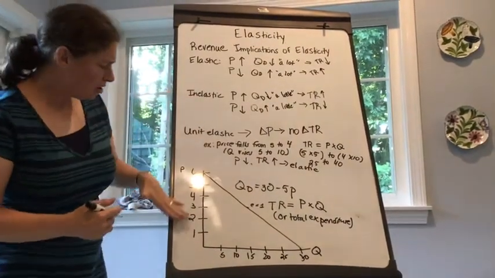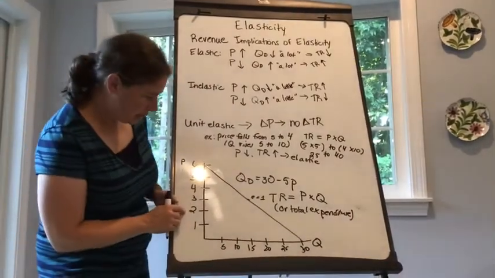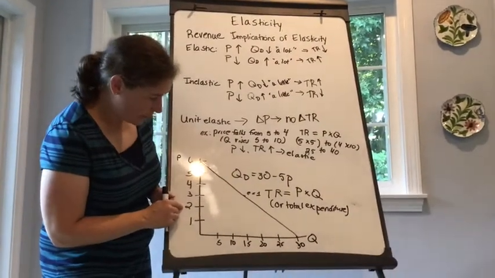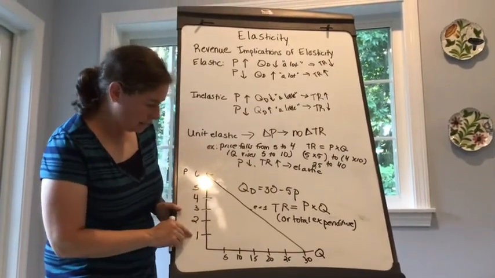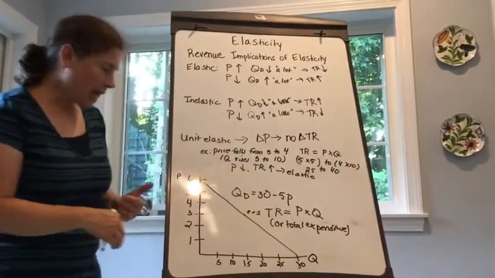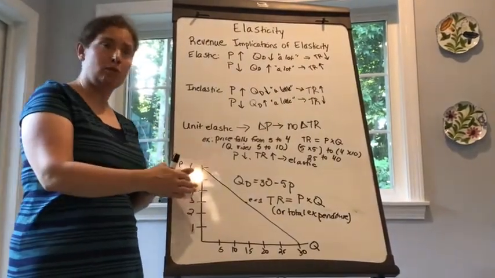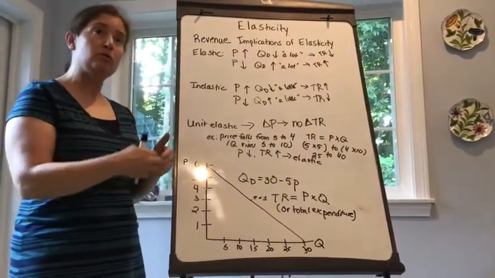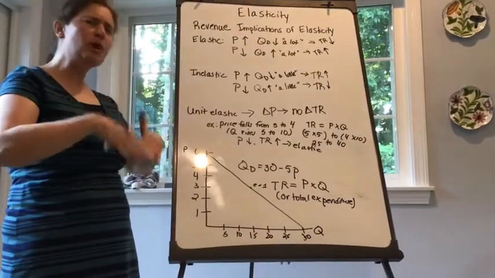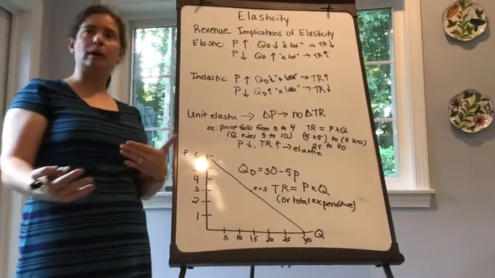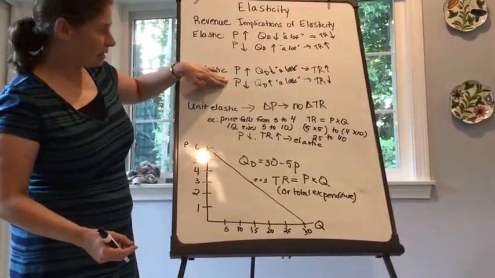We could do that also by looking at, say, a change from 2 to 1. In that case, at a price of 2, my quantity demanded is 20. At a price of 1, my quantity demanded is 25. As I move from 2 to 1, I'm going from a revenue of 2 times 20 or 40 to a revenue of 1 times 25 or 25. In that case, I'm lowering the price, and I'm also lowering my overall revenue. That's consistent with inelastic demand.